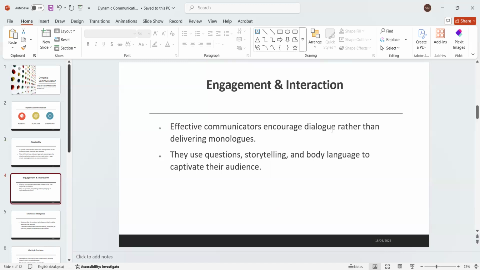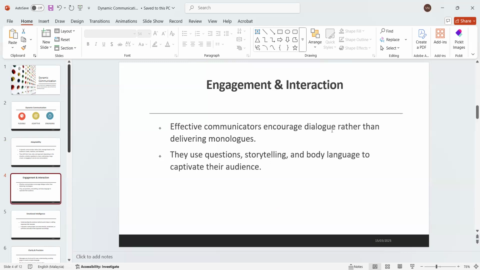Engagement and interaction. If you are a dynamic and effective communicator, you will encourage dialogue rather than delivering monologues because communication is fully duplex. It is two-way. You talk, you get feedback. They talk, you give them feedback. There is always feedback.